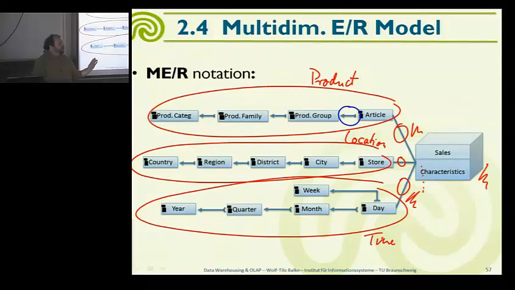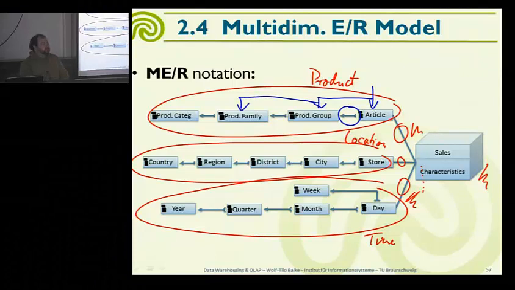there's the idea of granularity. So a certain article on your shopping list belongs to a certain product group. And this product group belongs to a certain product family. And this product family belongs to a certain product category, right?